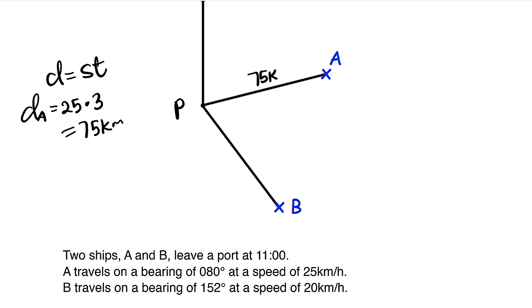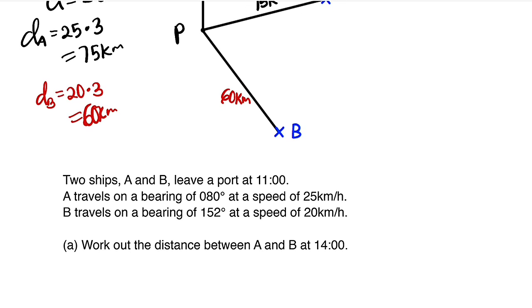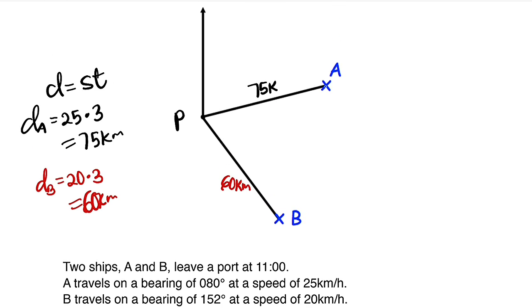Then for B, the distance will be the speed, which is 20, multiplied by the time, which is also 3 hours, and this will give us 60 kilometers. So this is 60 kilometers. We're asked to find the distance between A and B. So let me connect these 2 points together, and I'm going to call this x. You know that this angle here is very important.